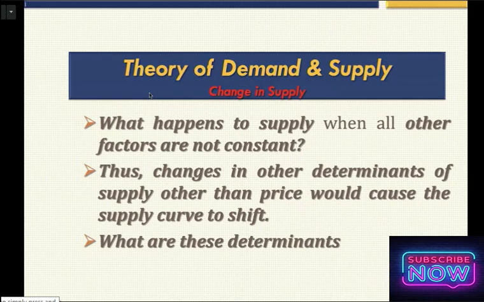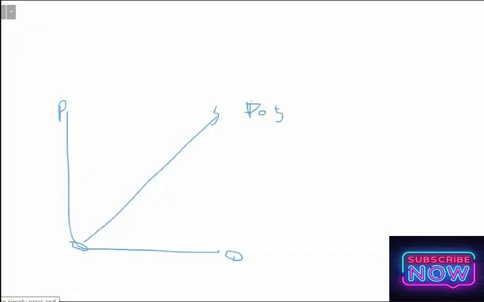Then we have change in supply. So for change in supply, we are looking at what happens to supply when all other factors are not constant except the price. So what happens to supply when, for example, there is a reduction in production costs in terms of labor, when the government gives a reduction in taxes or gives subsidies? Any other thing that affects supply other than the price of a particular commodity, how will the supply curve behave? So when you talk about change in supply, it's changes in other determinants of supply other than price. And this can cause the supply curve to either shift to the right or shift to the left.